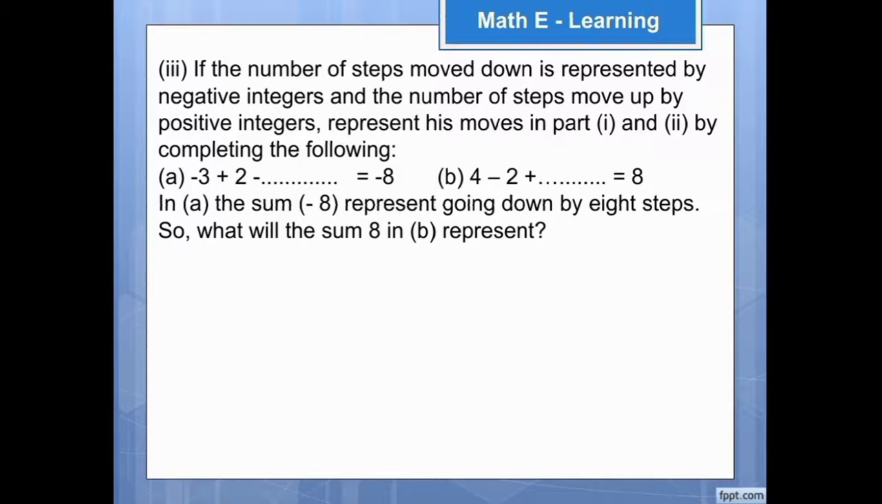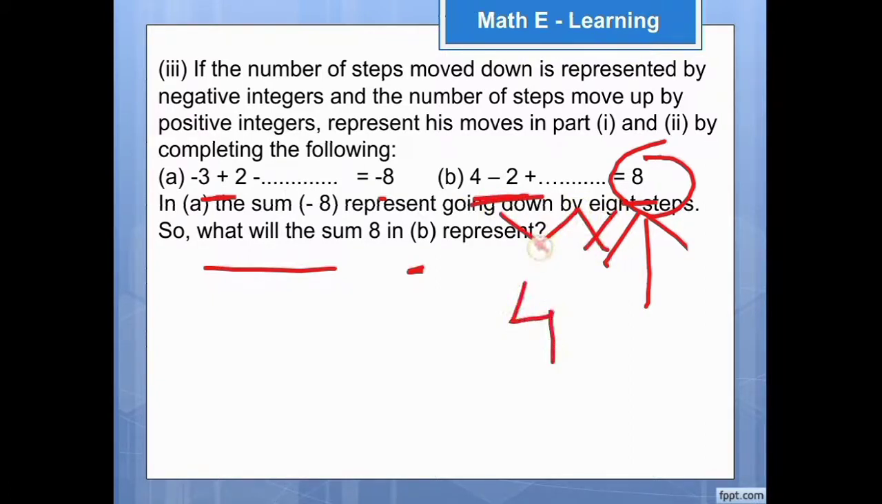Now further, you have been given in A: the sum minus 8 represents going down by 8 steps. That we have already done. We have repeated this 8 times to get this answer, right? Now what about this question? What will the sum 8 in B represent? So if you want to get the answer 8 here, then what do you have to do? That means we have to repeat this 4 times, right?